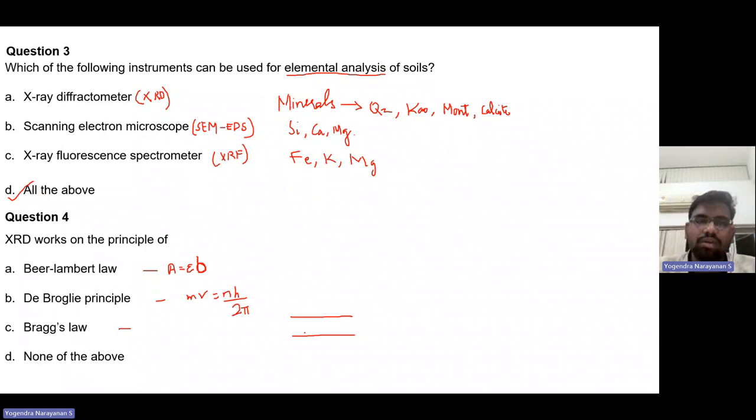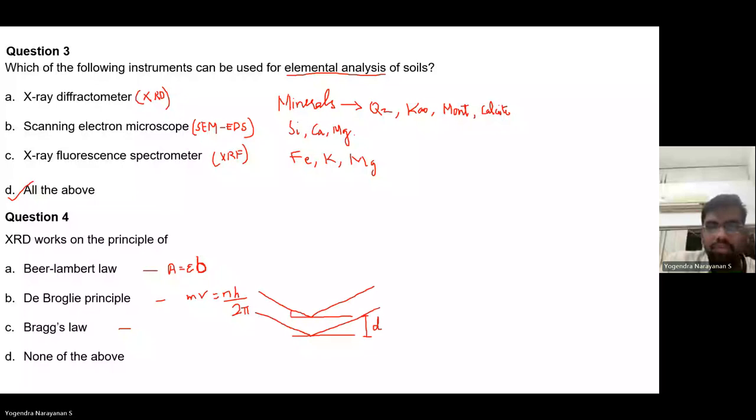So when a crystalline object or matter is placed, the interatomic distance or intermineral distance of d, and light falling on this plane at an incident angle of theta, and the wavelength of the electromagnetic radiation is lambda. Essentially, Bragg's law relates the wavelength of the wave to the interatomic or intercrystal distance, which is related by n lambda equals 2d sine theta.